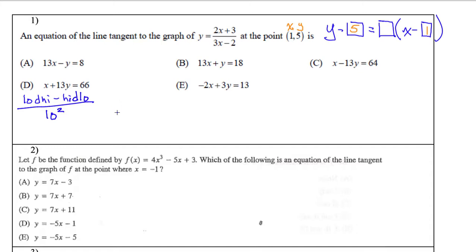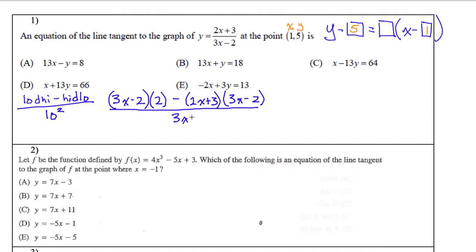All right, so quotient rule is low d high minus high d low, all over low squared. So from there we know that our low is going to be 3x minus 2. The derivative of the top is 2. I'm going to subtract high, which is 2x plus 3, and then low is 3x minus 2. All of that is divided by low, which is (3x minus 2) quantity squared.